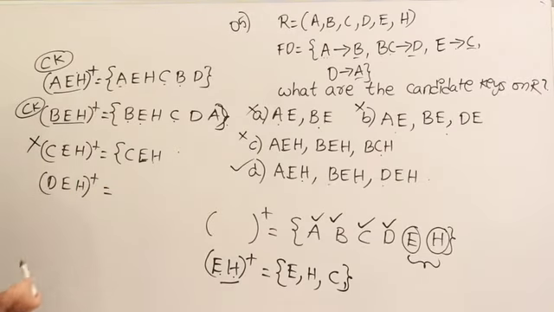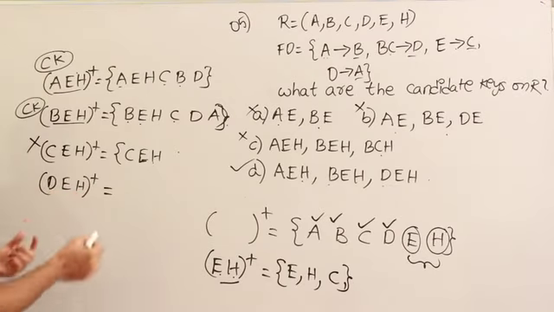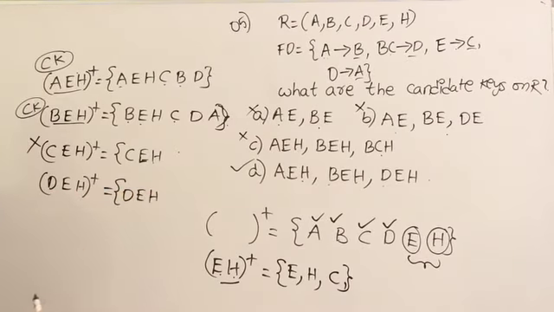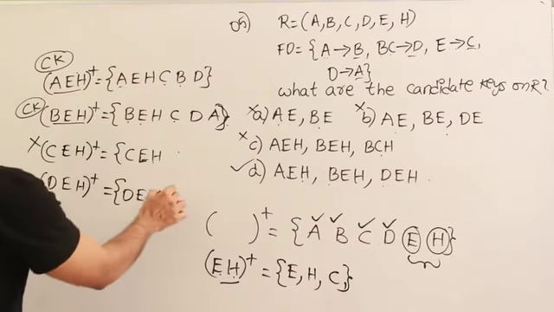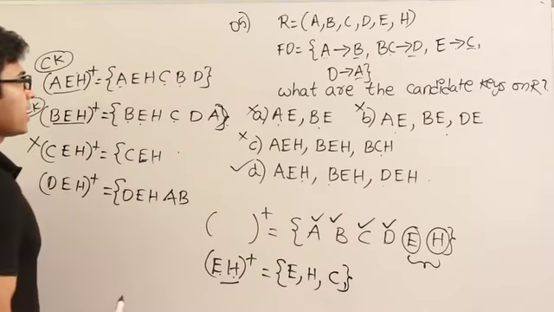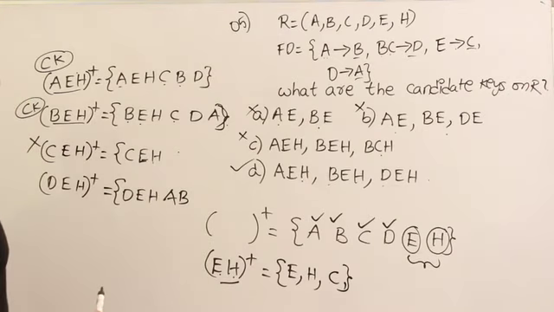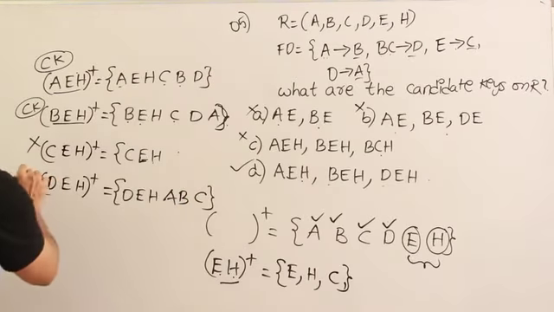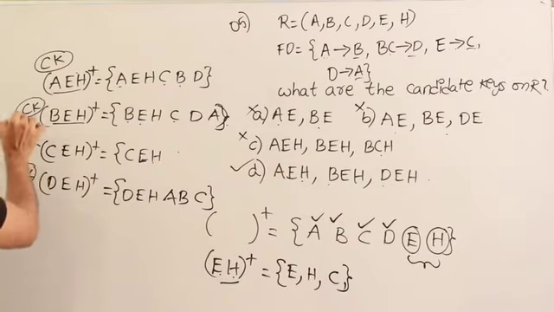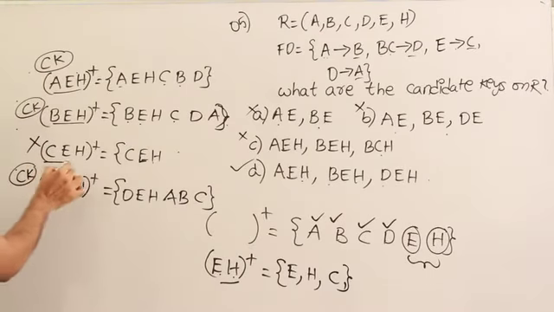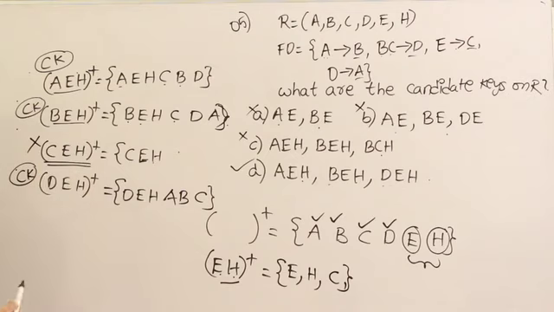Now what about DEH? Let's see this. In order to make DEH a candidate key, we should find its closure. Because of D I can add A, and because of A I can add B, and because of E I can add C. Everything is added, right? Therefore this is also a candidate key. So these three are candidate keys. And this one, CEH, failed to be a candidate key.